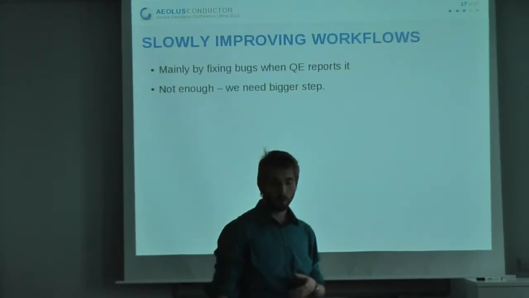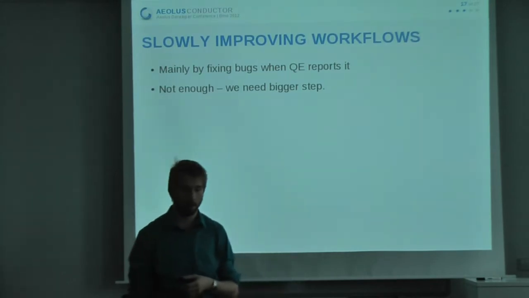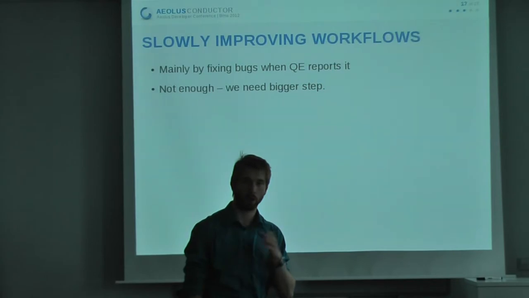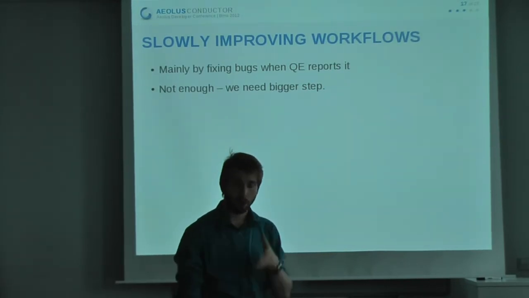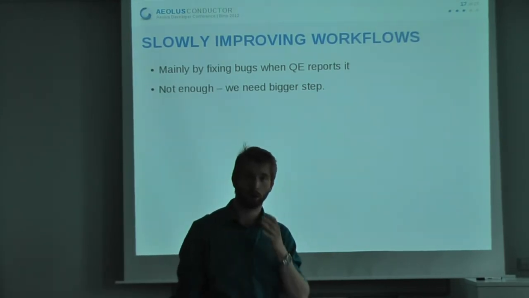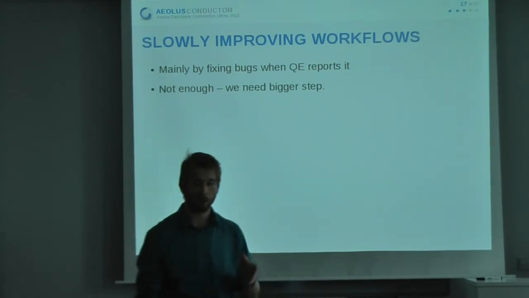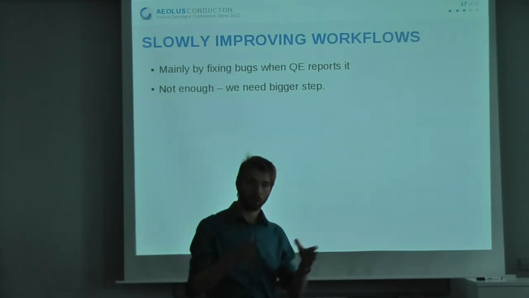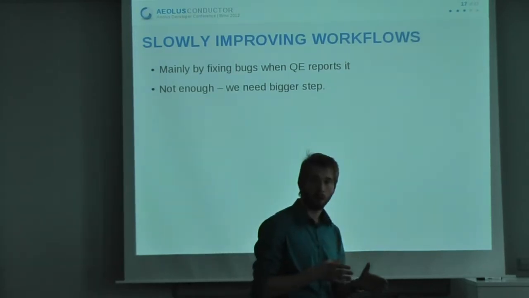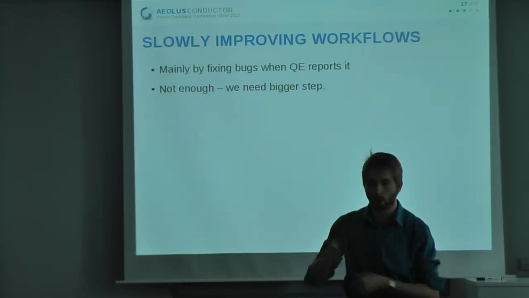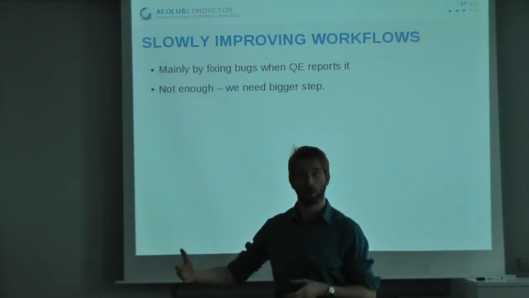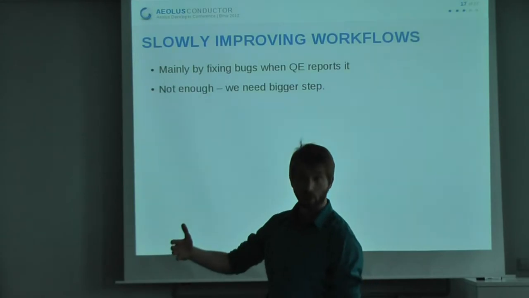We are slowly improving workflows, but mainly by fixing bugs from QE. When QE reports something, we are trying to do something with that. But I don't think that it's enough. I think we need to do a bigger step, because by trying to improve the model or the concept which doesn't work very well with smaller steps to fix it, I don't think that we will reach any satisfying point in reasonable time.